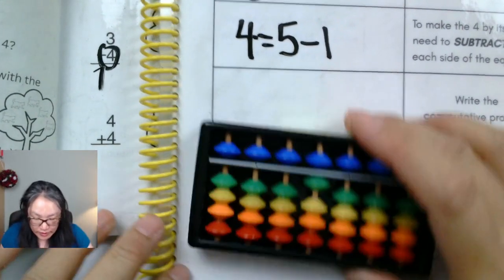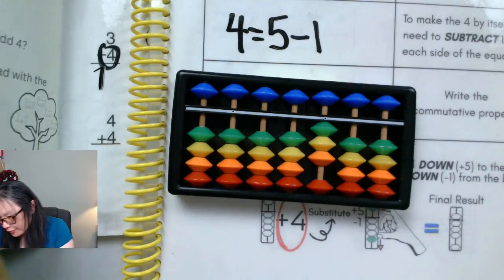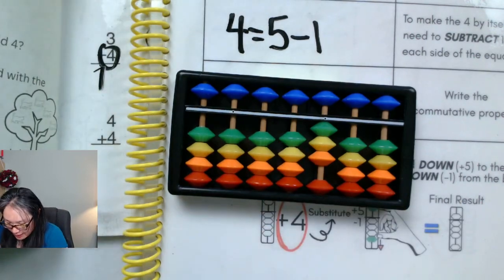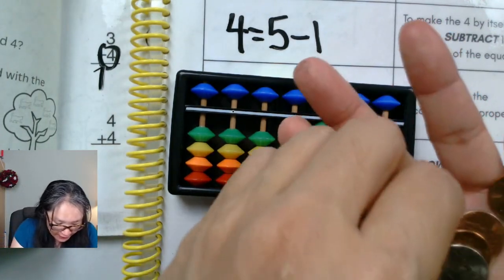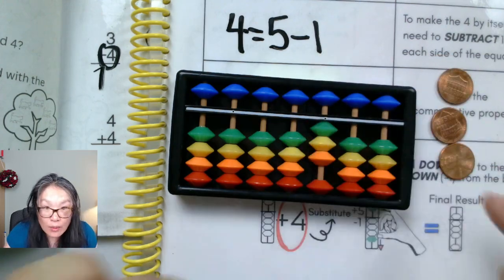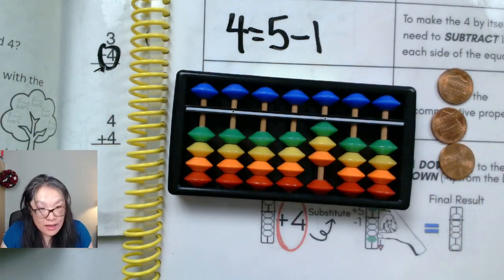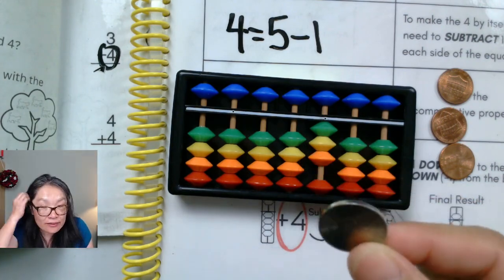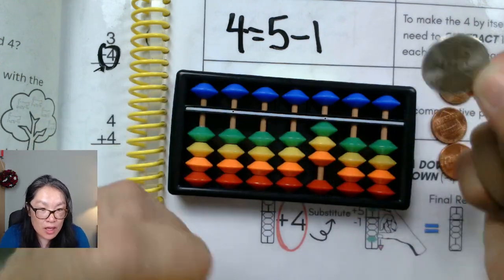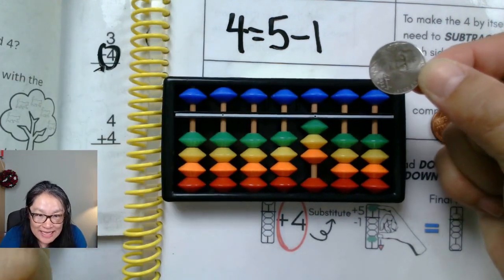Okay, so what are we going to do? Here's my abacus. I'm going to have 3. I have 3. Now the question is, if I have 3 pennies, 1, 2, 3, I want to add 4, right? I want to add 4. But I only have a penny. I'm sorry, I only have a nickel. A nickel is worth 5 cents.